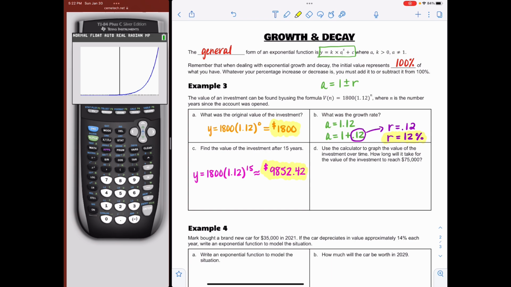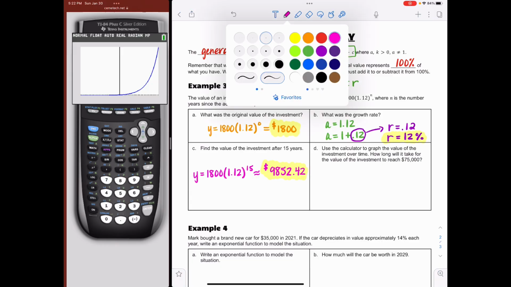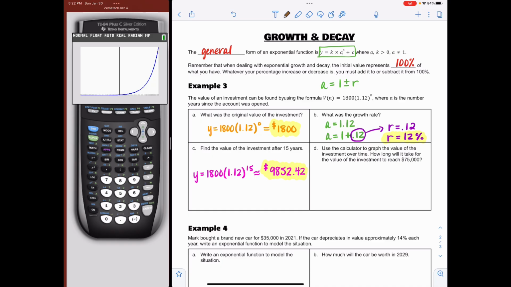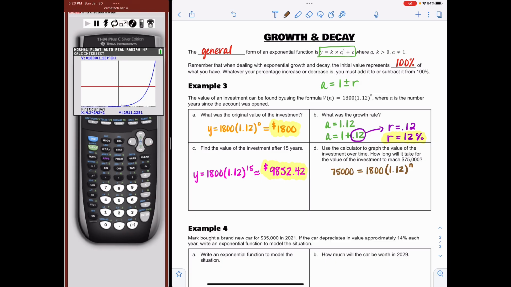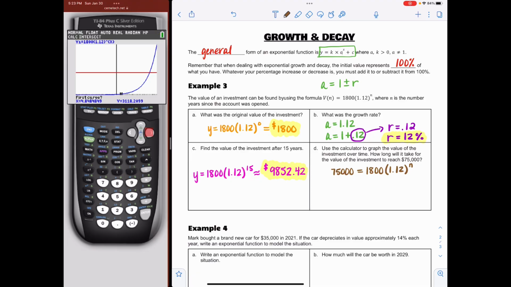So it says, how long will it take for the value of the investment to reach 75,000? So what that is saying is that I want the value to be equal to 75,000, which means that V of n is going to be equal to 75,000. And I want to see when that is going to be equal to 1,800 times 1.12 to the power of n. So in order to do that, I'm going to go back to y equals, and then I'm going to go down to y2, and I'm going to type in 75,000 there, and then I'm going to graph it. So now that I see both colors and I see where they intersect, I hit second trace, number 5, and I am going to scroll all the way over until I reach that red line and where the red and blue meet.